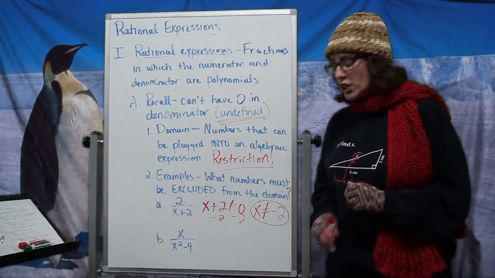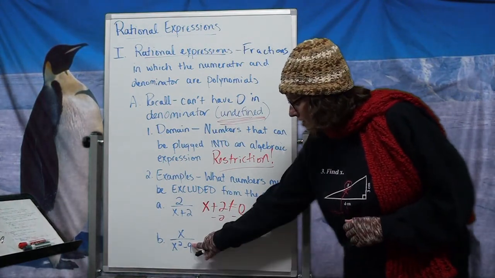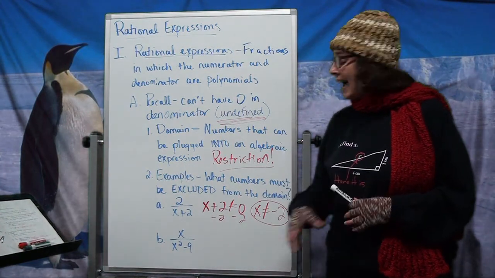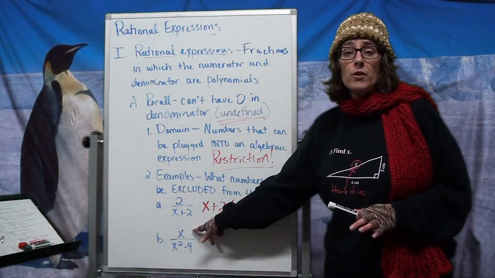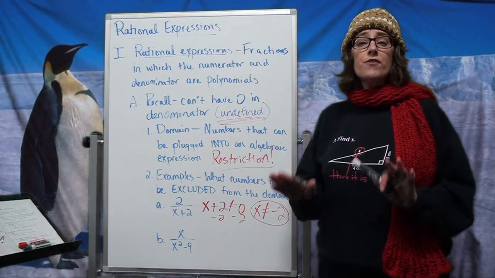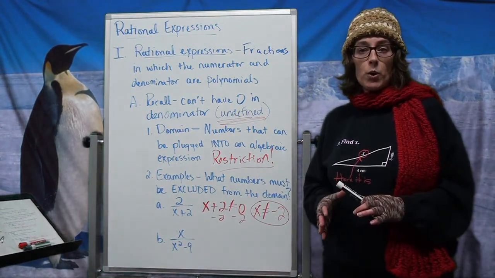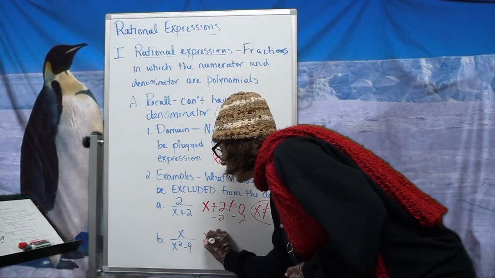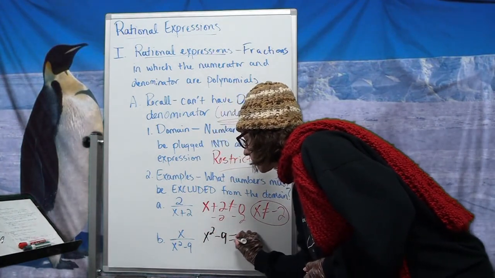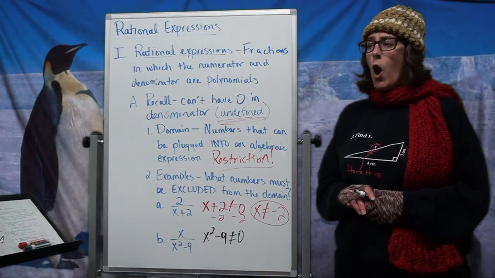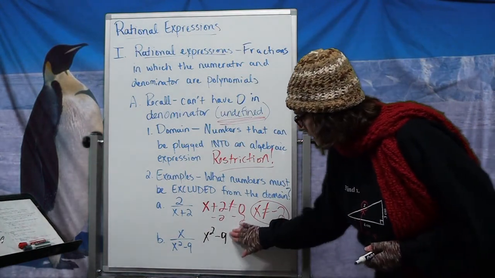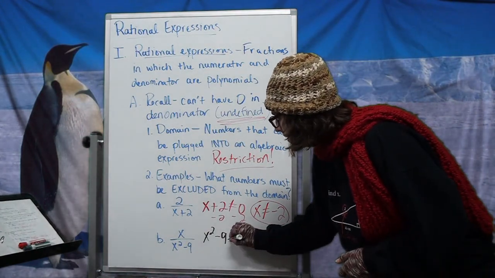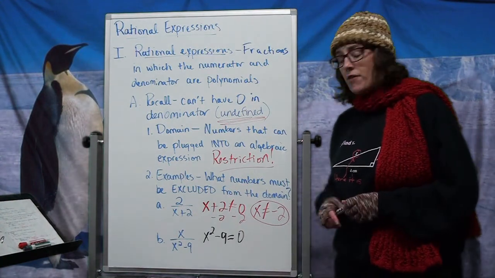Now, let's take a look at another case. So let's take a look at this situation right here. Recall again, I really don't care what happens in that numerator. 0 in the numerator is just fine. It's the denominator that I'm worried about. So this x squared minus 9, I don't want it to be a 0. So I'm going to say, okay, what if it was a 0? Then what would cause it to become a 0? And I'm going to solve that equation.